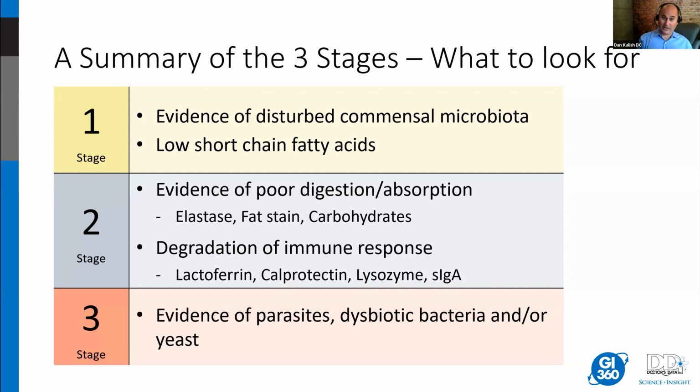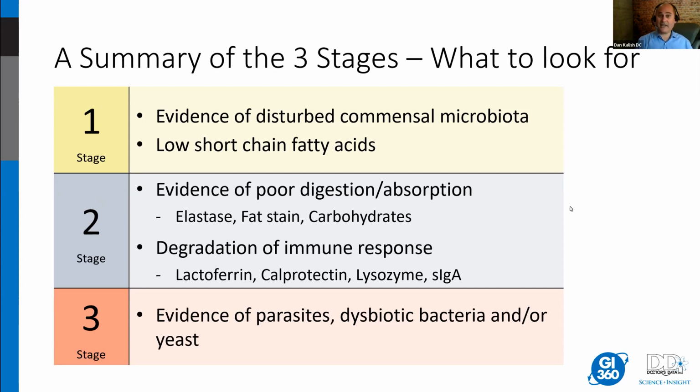And then stage 3, this disturbed microbiome, this failure of the immune system in the gut to work properly, and the failure of your pancreas and your gallbladder to work properly is accumulated. And now there's a parasite, there's dysbiotic bacteria, not commensal bacteria. Now we've got the bad bacteria, the ones that you want to kill, or you've got a yeast overgrowth. And you're going to want to take care of those in short order, right? And eliminate whatever the bugs are.